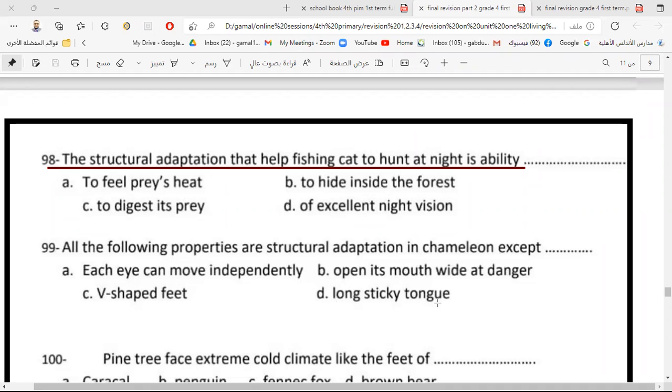Omar, which answer is correct, my son? The structural adaptation that helps the fishing cat to hunt at night. Hide inside the forest, digest its prey, excellent night vision. Excellent night vision. Excellent, my son, you are excellent. And you are an excellent student. You are a hero, my son. Thank you, Omar.